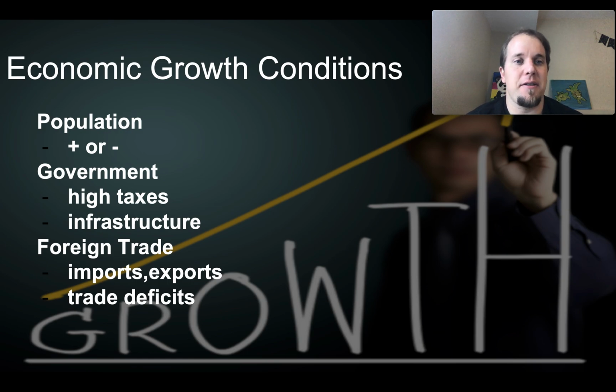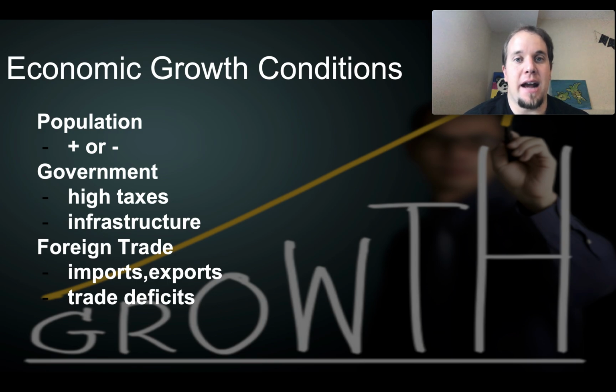And then government has an impact. Increasing taxes can have an impact on growth conditions. But also those taxes can be used for more infrastructure, more schools, more transportation, more highways, light rails, libraries, whatever it is, it can increase infrastructure and education or whatever it might be.